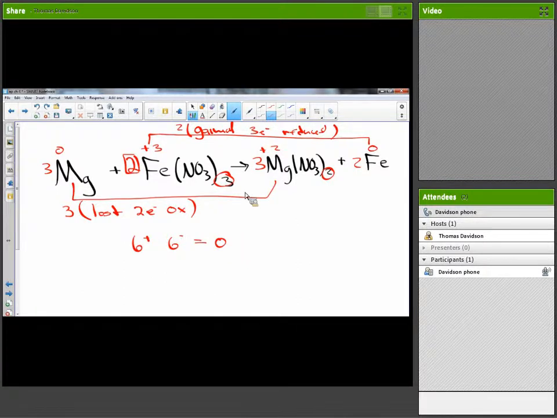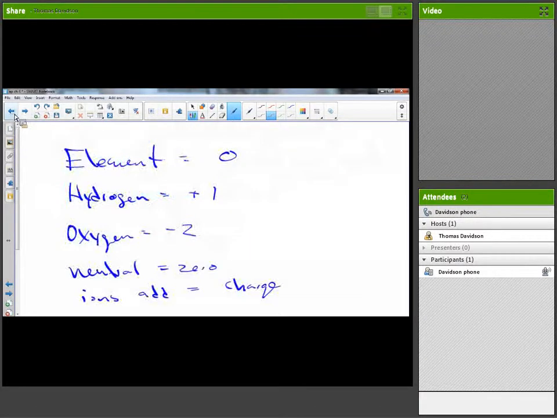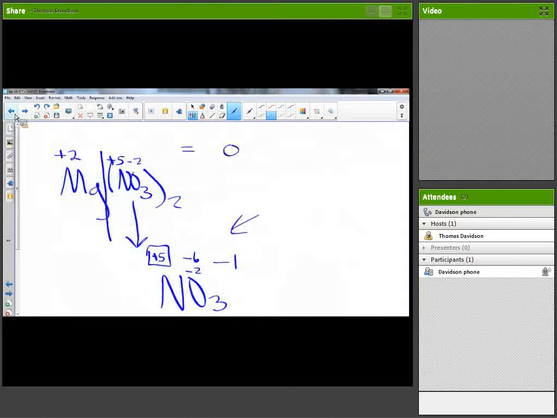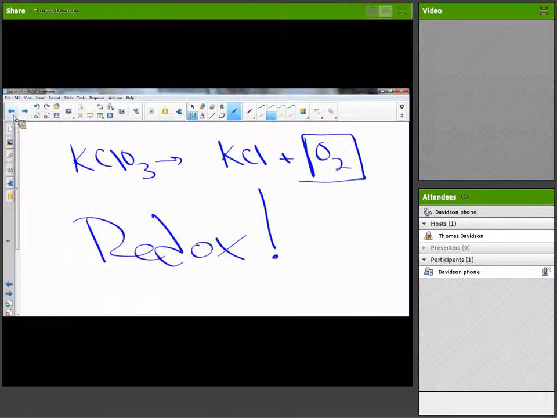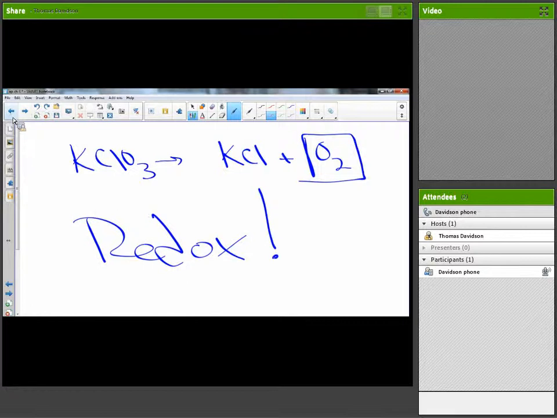Okay. Let's go back and do one more before we do something else. So the oxidation or reduction numbers of the entire reaction will equal 0? The total change of electrons will always equal 0.